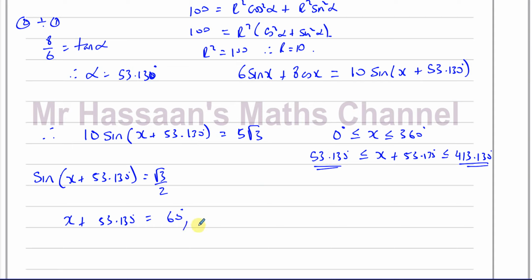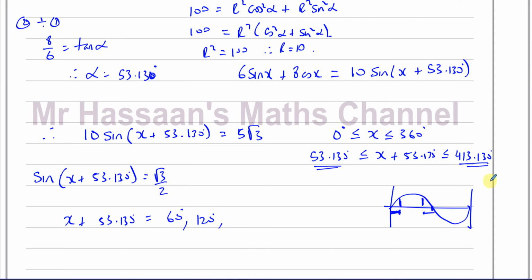And for the sine curve, the other angles are 180 minus this angle, as we can tell from the sine curve itself. This is our first angle. The other angle is over here, and this is 60 degrees here. So this must be 180 minus 60 degrees. So that's going to be 120 degrees.